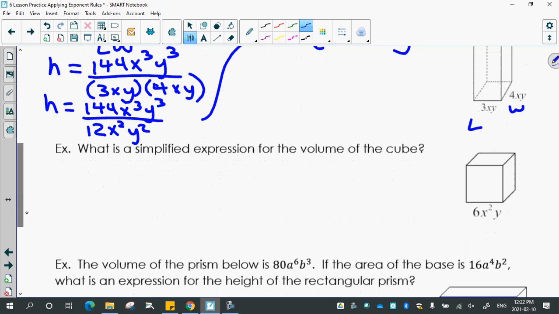Okay, now we're finding the volume again. What is a simplified expression for the volume of the cube? We looked at 2 different ways we could have gotten the answer last time. So pick one that makes sense to you.